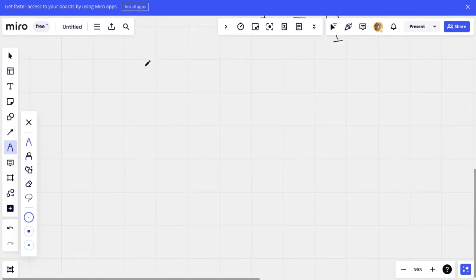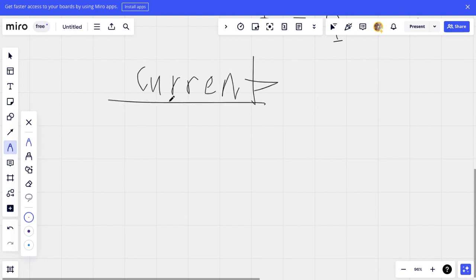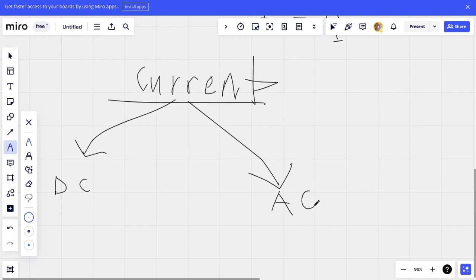When we write electric current, we can divide it into two. One is direct current, and the other one is alternating current. So I'll just write DC. You already know what DC is, direct current. And then AC, alternating current. Now, how do they look, and how do we differentiate them?